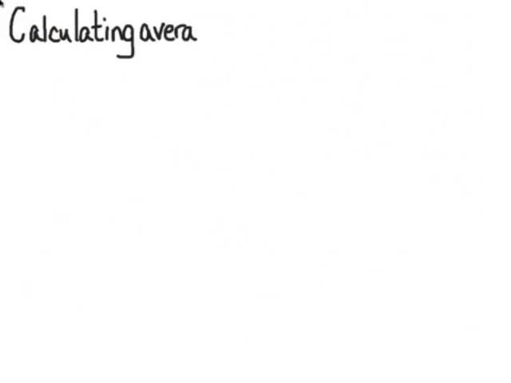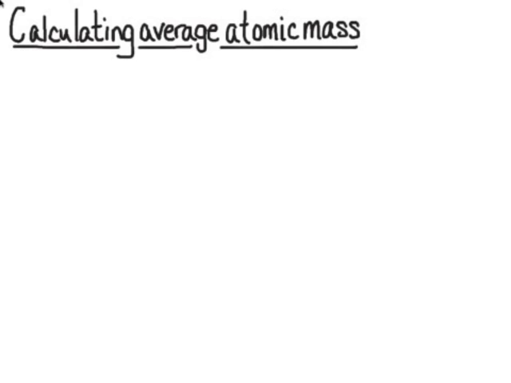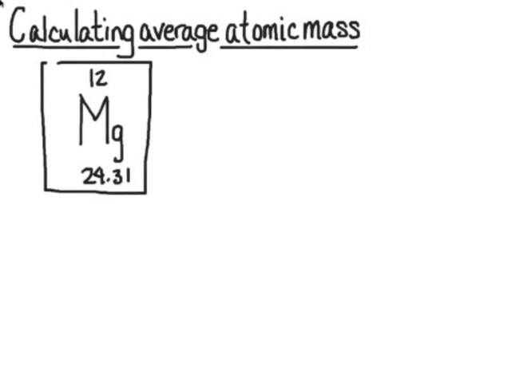Welcome to the UChem tutorial on calculating average atomic mass. What we're going to do is look at a periodic table entry, and here is the periodic table entry for magnesium. I'm going to look at that number at the bottom, 24.31, which is the average atomic mass. I'm going to show you how that's calculated, so you understand what that is, and then also how to determine that if you're given the information that you would need for this calculation.